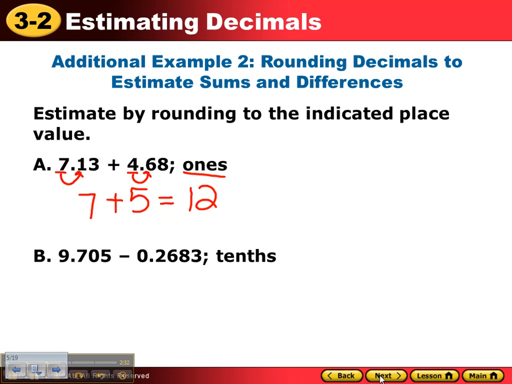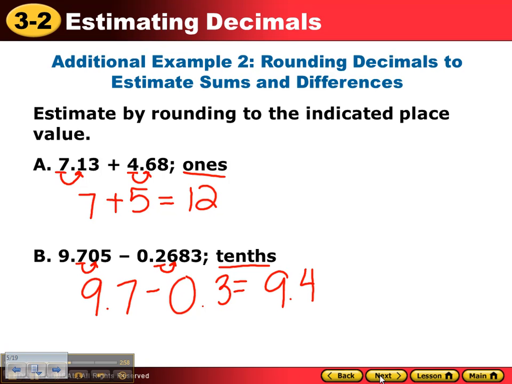My next problem, I'm going to be doing subtraction, but I'm doing the same thing. I need to round to the tens place. Well, I know the 7 is in the tens place and the 2 is in the tens place. Then you're always going to look to its neighbor. This 0 says stay a 7, so this stays 9.7. Then when I look to its neighbor here, this says go up to a 3. So I'm going to subtract 0.3. When I subtract those numbers, I get 9.4, or 9 and 4 tenths.